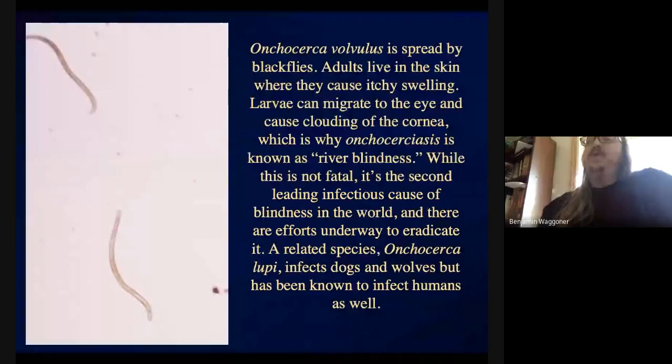Onchocerciasis is known as river blindness, and this is the second leading infectious cause of blindness in the world. There are international efforts underway to try to eradicate this. There is a related species that infects dogs and wolves. In fact, there are species that infect a lot of wild animals, many of which don't seem to have been very well studied. But if you do veterinary work at a zoo, it's possible that you might encounter species related to Onchocerca parasitizing other species of animals as well.